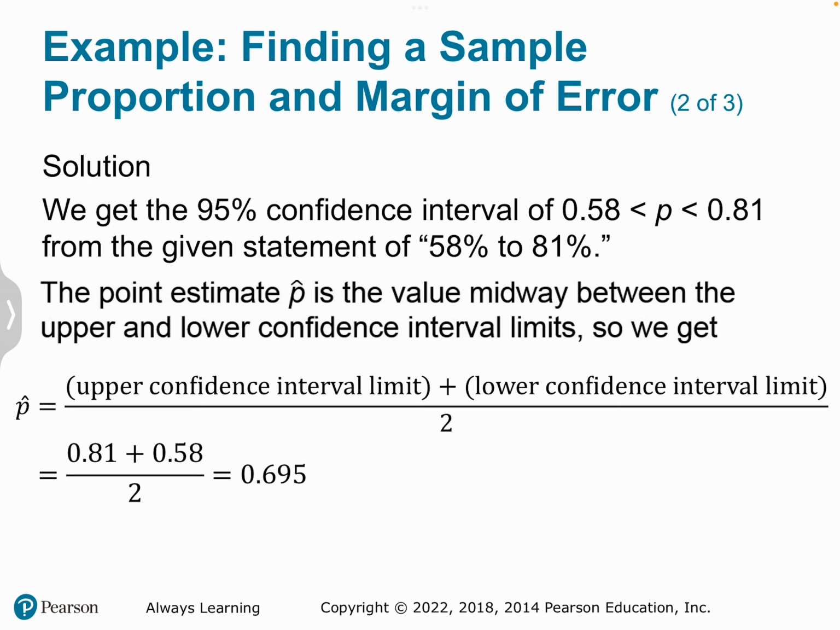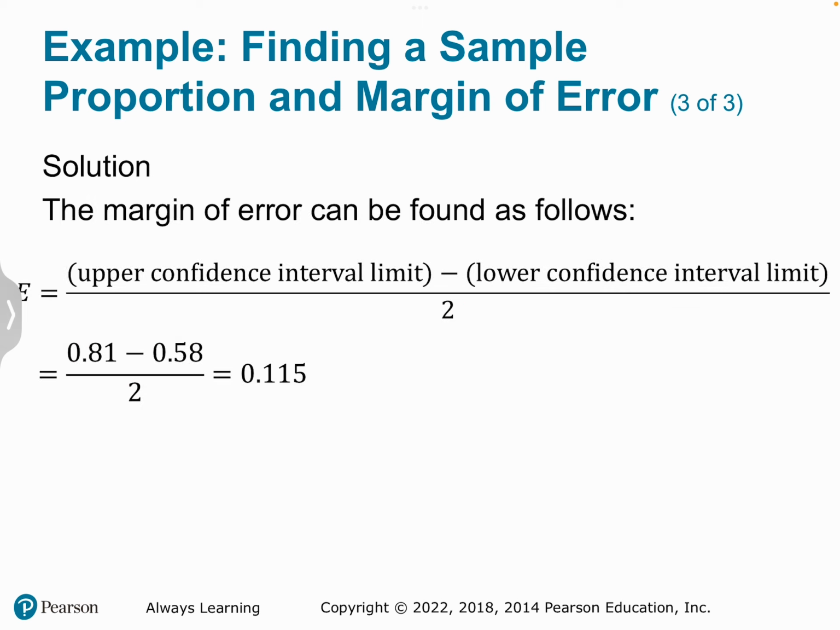So here we see the calculation for p hat, that is our midpoint. Add the two limits, divide by 2. So p hat would be 0.695. And here in the next slide, we have the calculation for the margin of error E. Take the distance from one corner of the interval to the other by subtracting, then divide by 2, and we find that the distance from the center to each one of the two limits is 0.115.